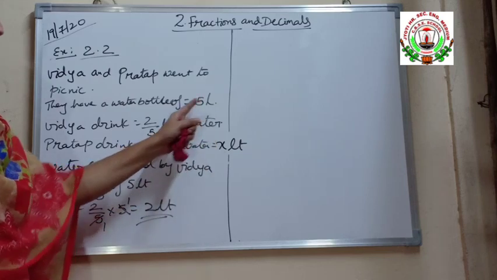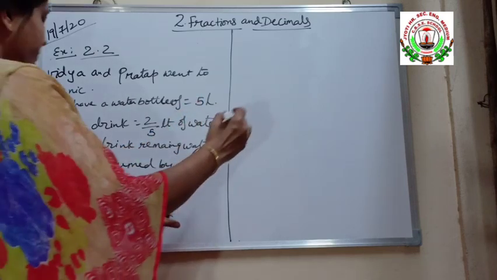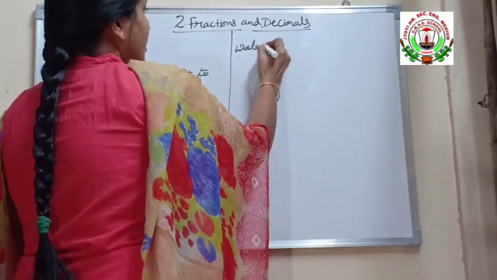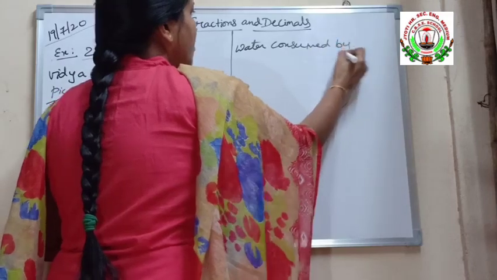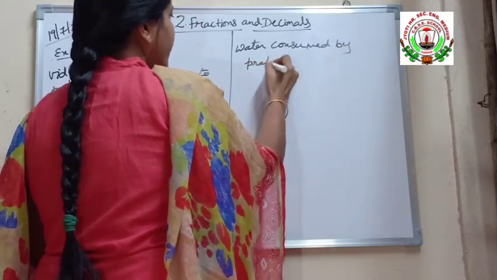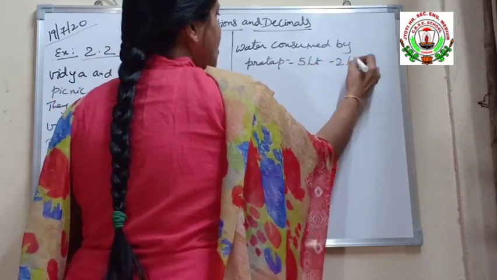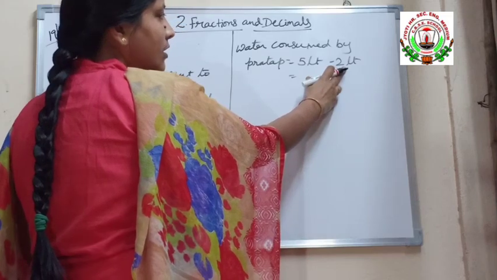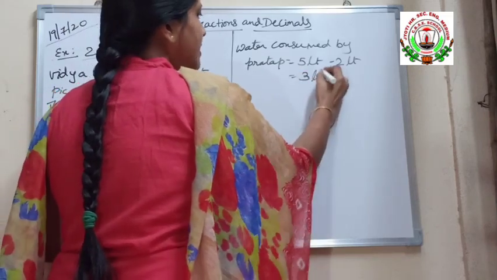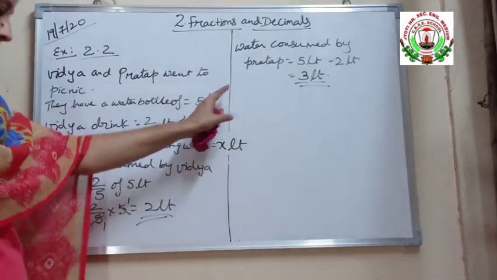If you subtract this 2 from this 5, we are going to get this X. So the water consumed by Pratap will be 5 liters minus 2 liters. 5 liters is the total water and 2 liters is the water consumed by Vidya. So it is 3 liters. This is the water that Pratap has taken.